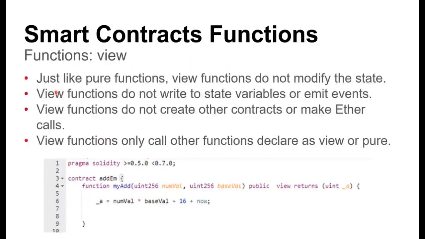A view function. Just like pure functions, view functions do not modify the state. View functions do not write to state variables or emit events. View functions do not create other contracts or make ether calls. We can see here that view functions, like pure functions, only work with other view or pure functions.